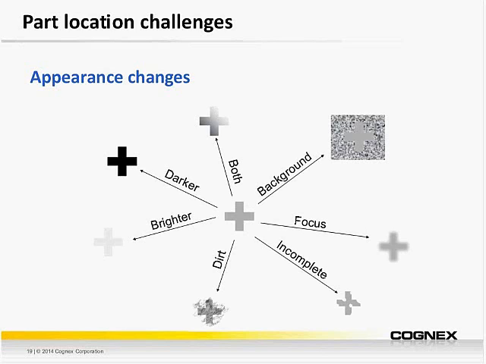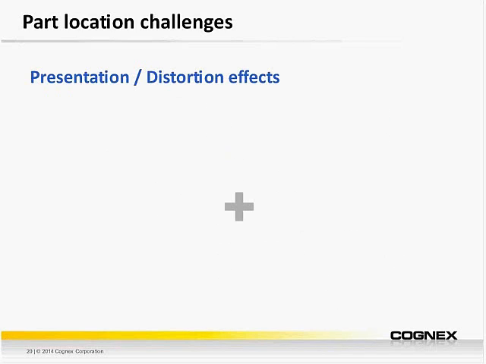While finding a part sounds simple enough, locating parts in actual production environment can be extremely challenging due to appearance changes.